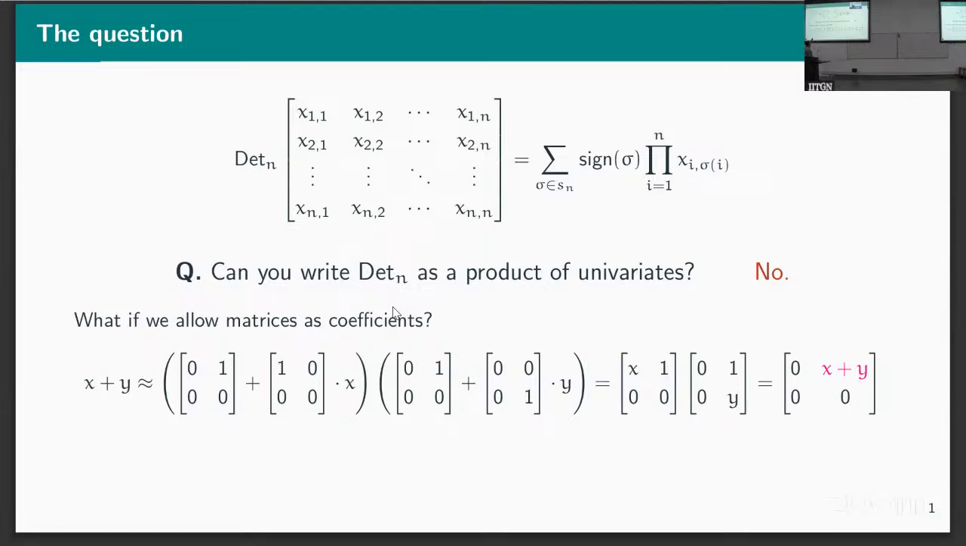So yeah, that squiggly approximation sign, I'll tell you what it means. Basically you can write it as a product of these two univariate linear polynomials that have matrices as coefficients, and you can see exactly like this. The first thing simplifies to this matrix, the second thing simplifies to this matrix. Now if you take the product, you get x plus y showing up as one of the entries.